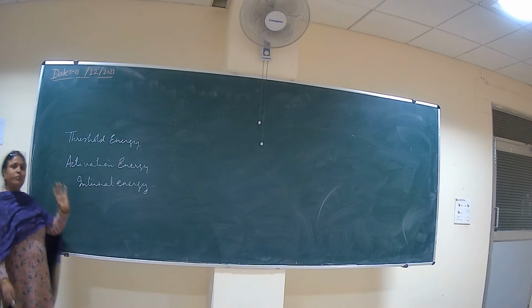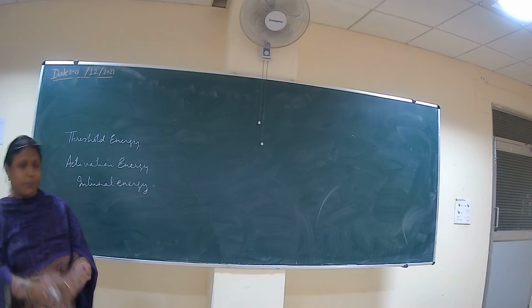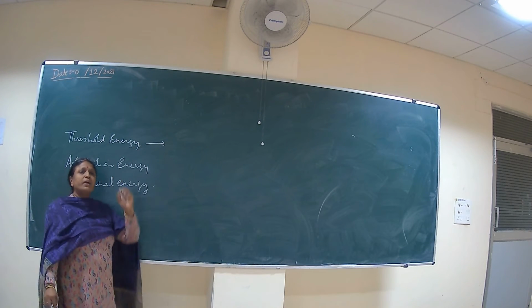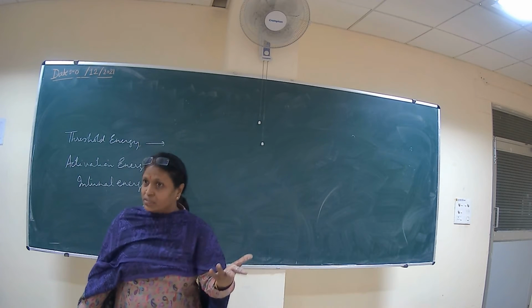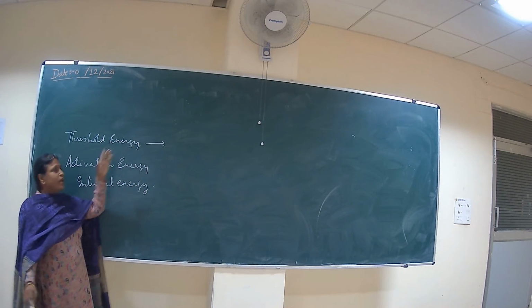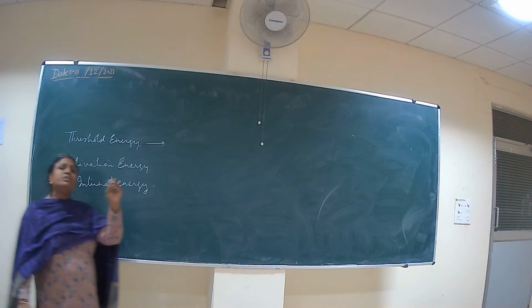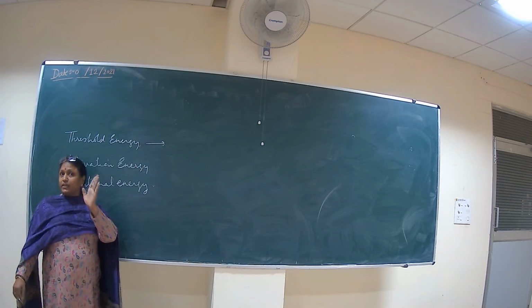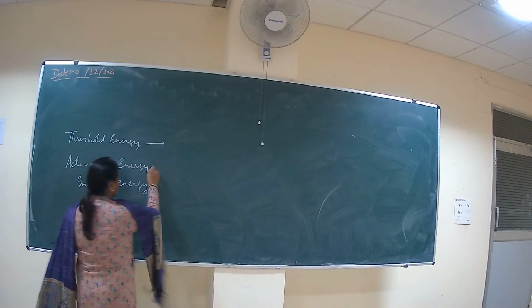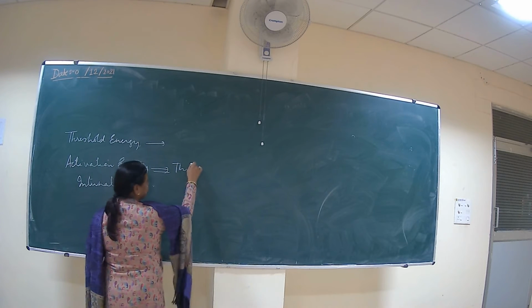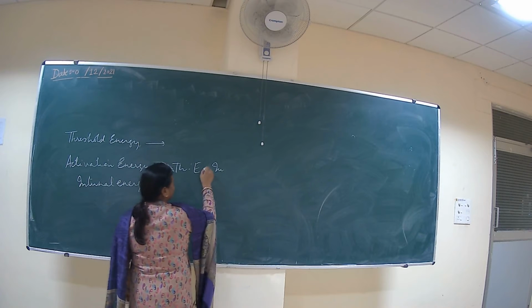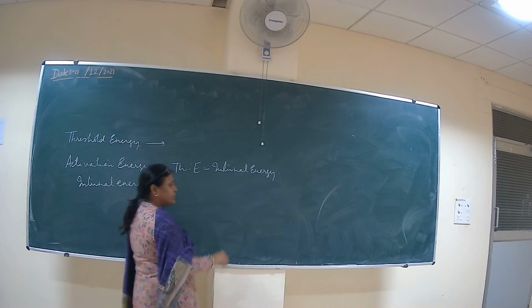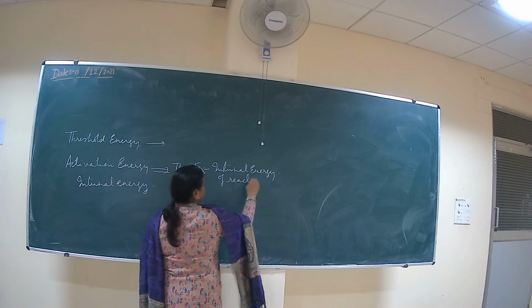Okay, so each and every molecule has some amount of internal energy, and this threshold energy is the minimum amount of energy possessed by a reactant molecule so that the collision occurs for the formation of the product. Okay, and this activation energy is the minimum amount of energy given to a molecule for the formation of the product after attaining the activated state complex. Okay, so this activation energy is equal to threshold energy minus internal energy of reactant molecule.